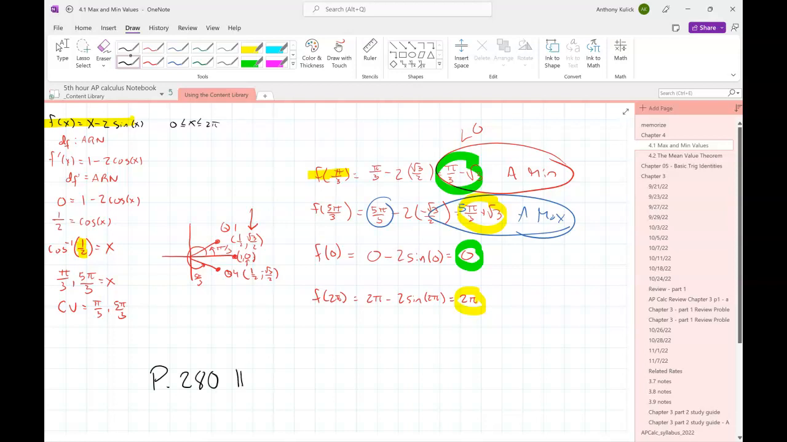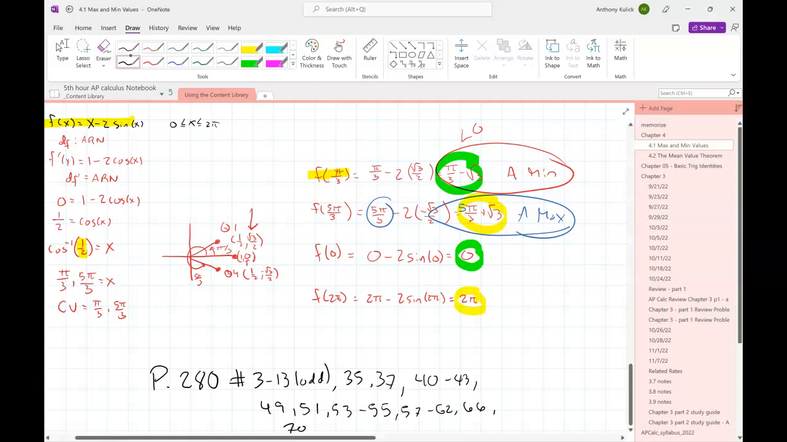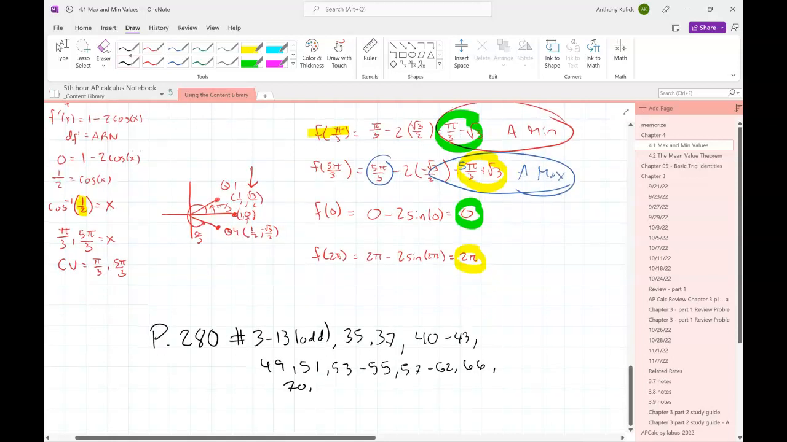That's it for this section. It's pretty light. So 3 through 13 odds, 35, 37, 40 to 43, 49, 51, 53 through 55, 57 to 62, 66, 70, 74, 75, and 78.